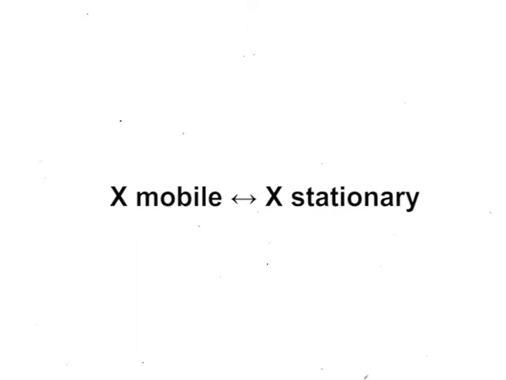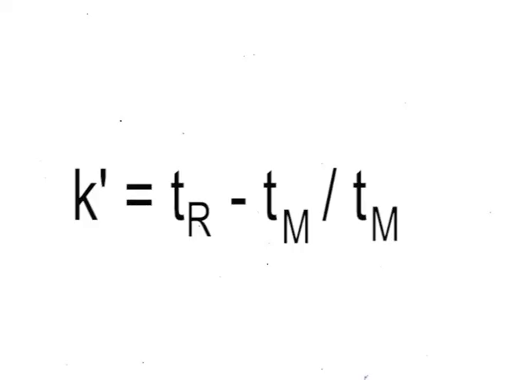stationary phase. Capacity factor. It is also called retention factor and is used to describe the rate of migration of the solute on the column. The capacity factor K dash is defined as K dash is TR minus Tm upon Tm. This equation implies that the longer a solute is retained by the column, the greater is the capacity factor.